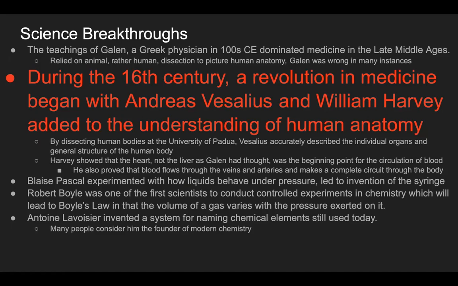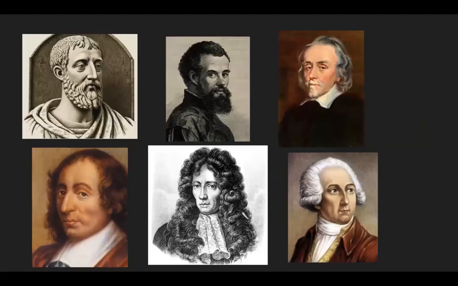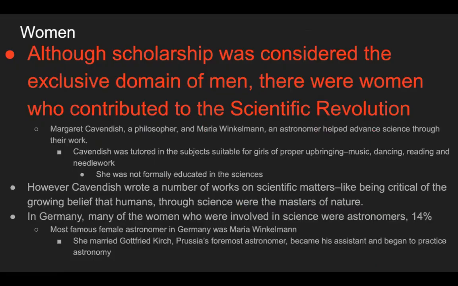And Antoine Lavoisier invented the system for naming chemical elements still used today. Many people consider him the founder of modern chemistry. And there are all those people: Galen, Vesalius, Harvey, Pascal, Boyle, and Lavoisier. All right, women.